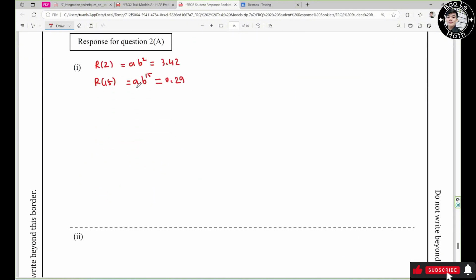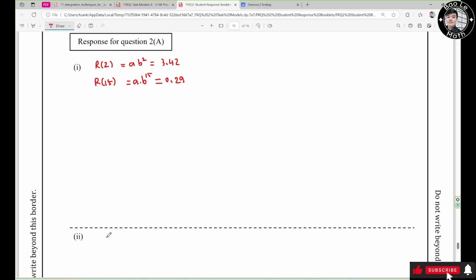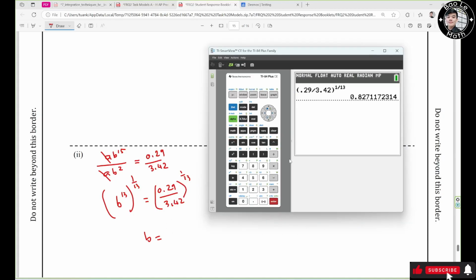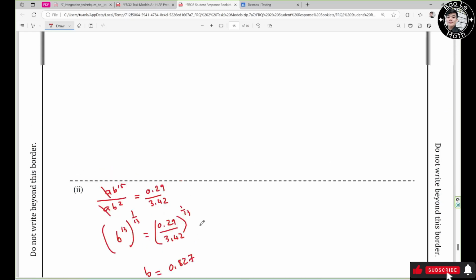Now, in order to solve for A and B, I need to divide, right? Keep in mind, I'm going to divide the bottom by the top, so I have A B to the power of 15 divided by A B to the power of 2. The reason is that I'm trying to get rid of the negative exponent, right? So it's going to be 0.29 divided by 3.42, right? So A and A cancel out, and I have B to the power of 13 equals 0.29 over 3.42. Alright, so I'm going to raise to the 1/13 power on both sides, so B equals, hit enter, the answer 0.827, right? Now I substitute 0.827 into one of the equations right here.